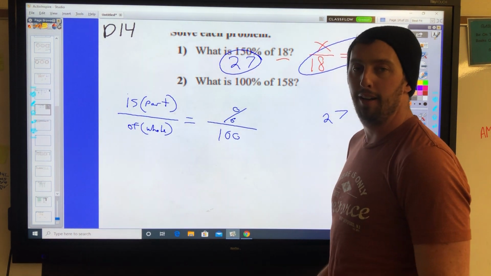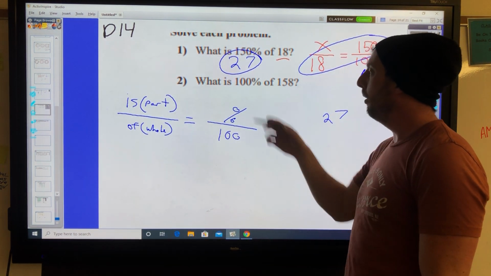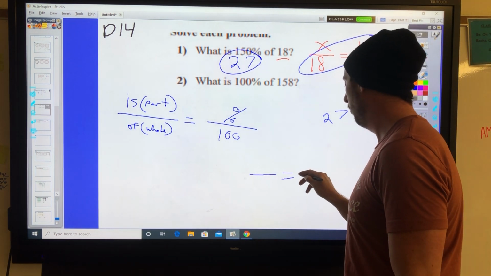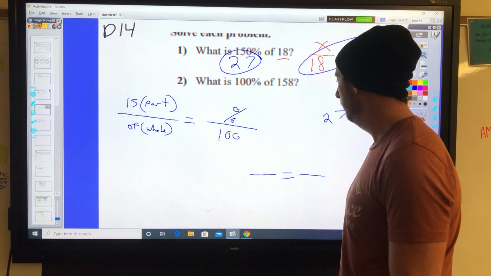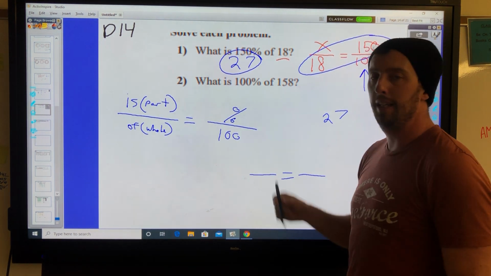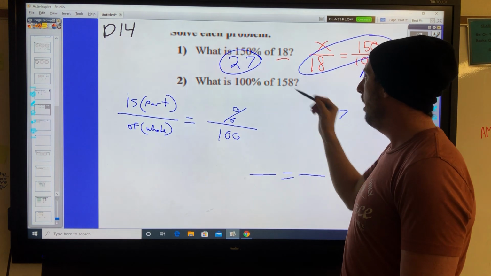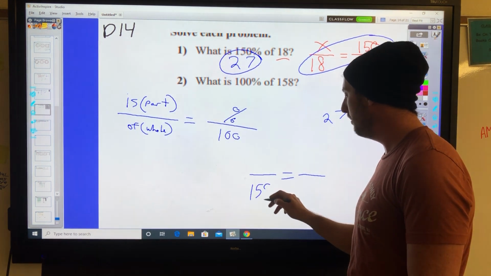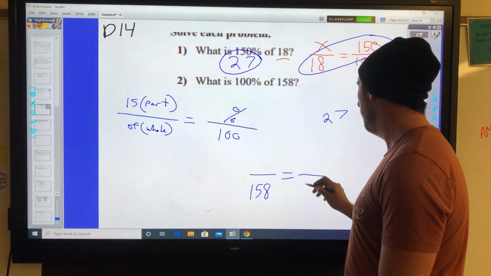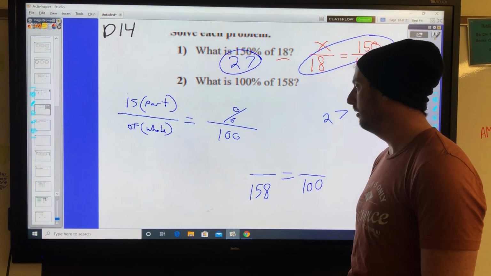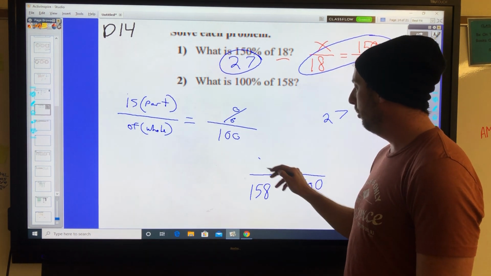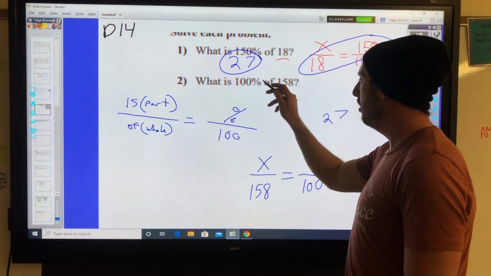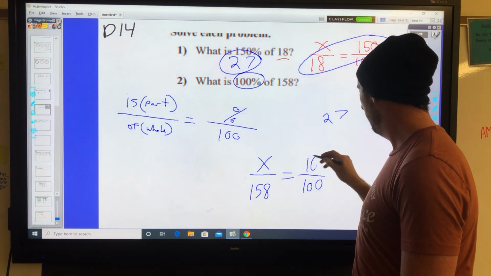This is a trick question, and I'll show you in a second why. But what do we know so far? Well, I do have to make a proportion, one ratio equal to another ratio. I also have to start filling in stuff that I already know. Of 158, I know that 158 goes down here, because that's in the bottom left corner. I know that automatically a 100 goes here. What is, we're not sure, so I have to represent that as x. And I have 100%, which needs to go right here.